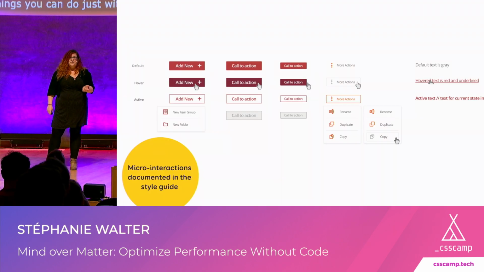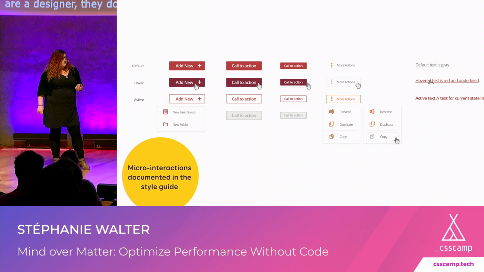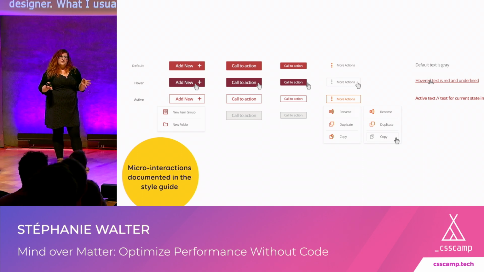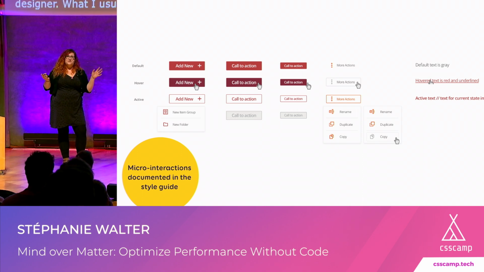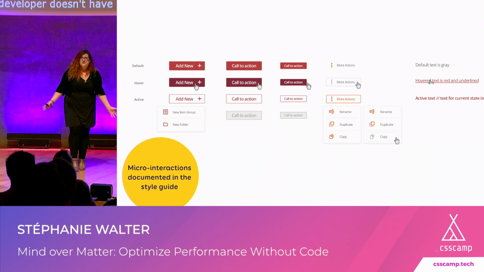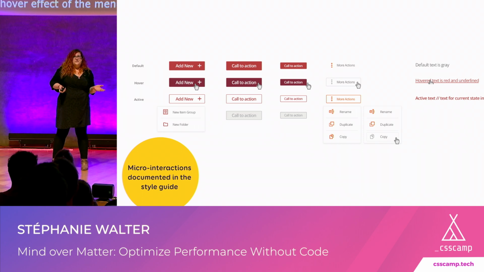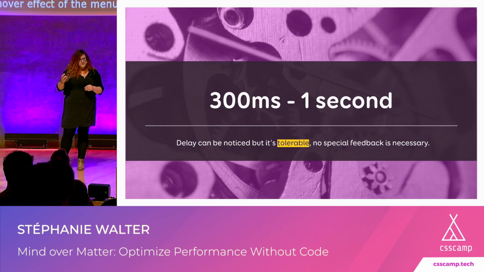I hear a lot of developers complaining that their designers don't provide these kind of things. But for me, it's also the job of the designer. And what I usually do is I provide those micro interactions in a style guide so that the developer doesn't have to go through 100 pages of Sketch file to find where did she put the hover effect of the menu again, things like that. So as designers, don't forget, document those kind of stuff as well.